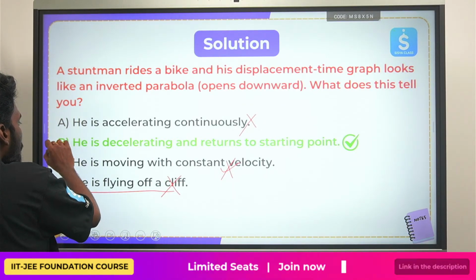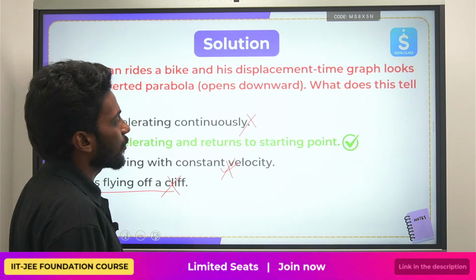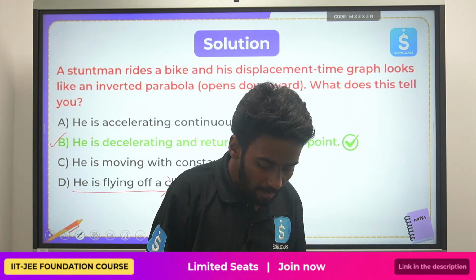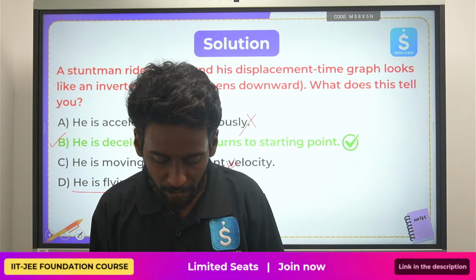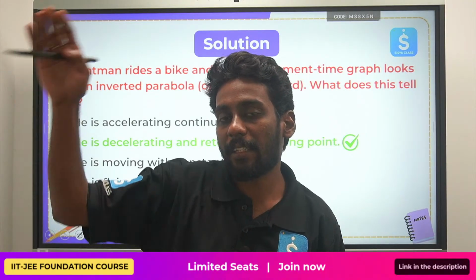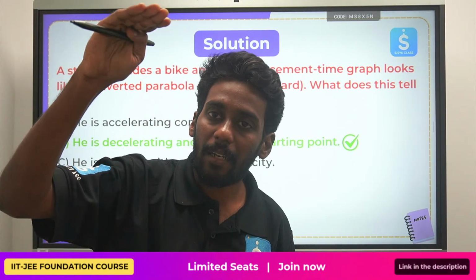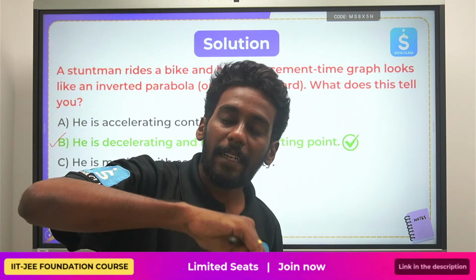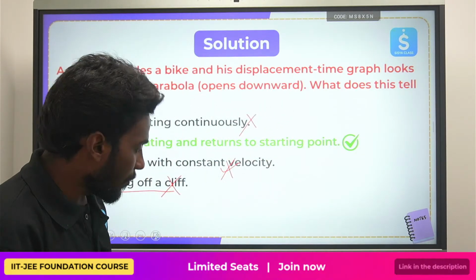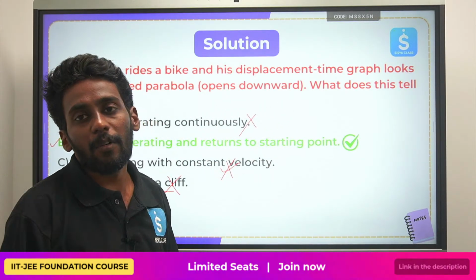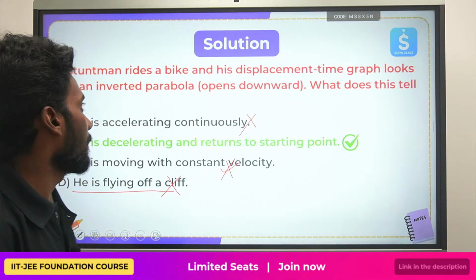So if you see option B, he is decelerating and returns to starting point, this would be correctly fitting the given situation. So first he is accelerating after reaching the 25 meter mark. Again he decelerated and came to his original position. So this is what we can conclude from this particular question.